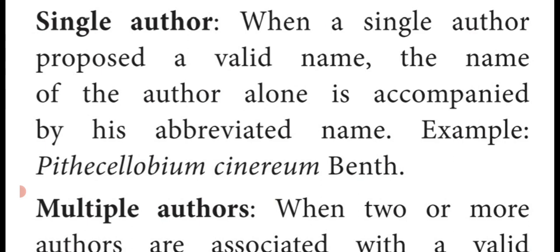So, the entire description of a plant or a valid name is accompanied by the abbreviated name, that means short form, of the author. If it is published by a single author, the abbreviated name is written at the end of the specific epithet. That is said to be single author.